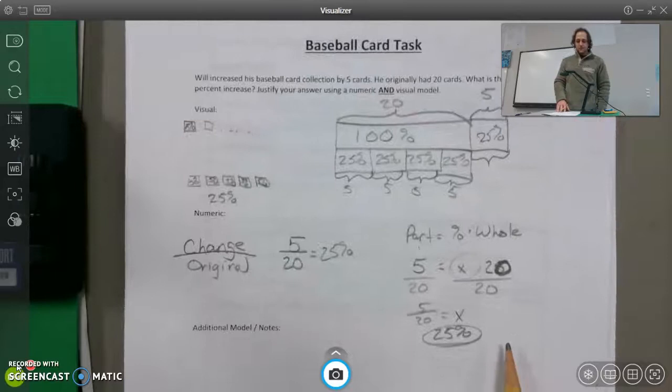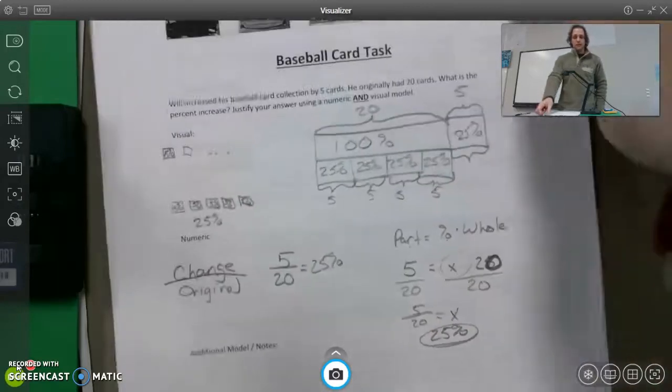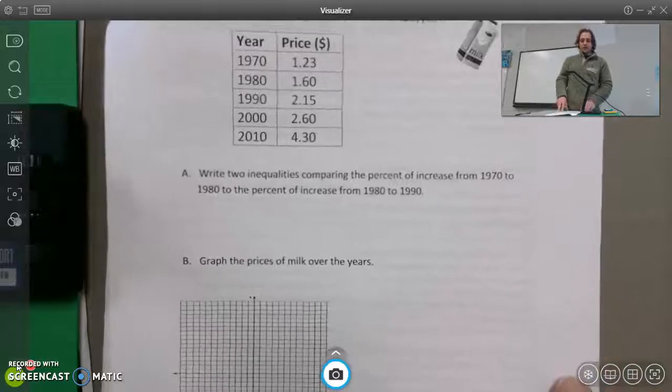All right. So the answer to our baseball card task is that his collection increases by 25%. All right. I'm going to flip the page here, and we're going to look at another problem.